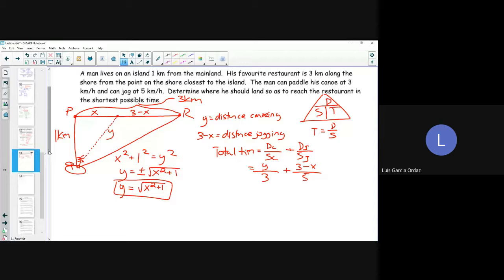So I know I have my y in terms of x, because we figured out that y can be represented by the square root of x squared plus 1. So I get the square root of x squared plus 1 over 3, plus 3 minus x over 5.